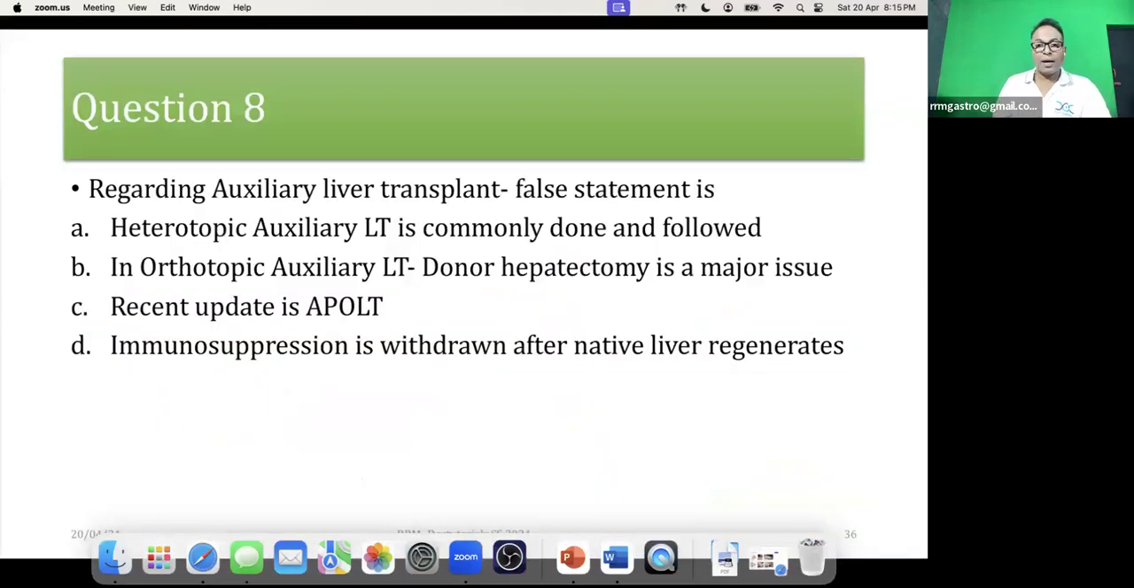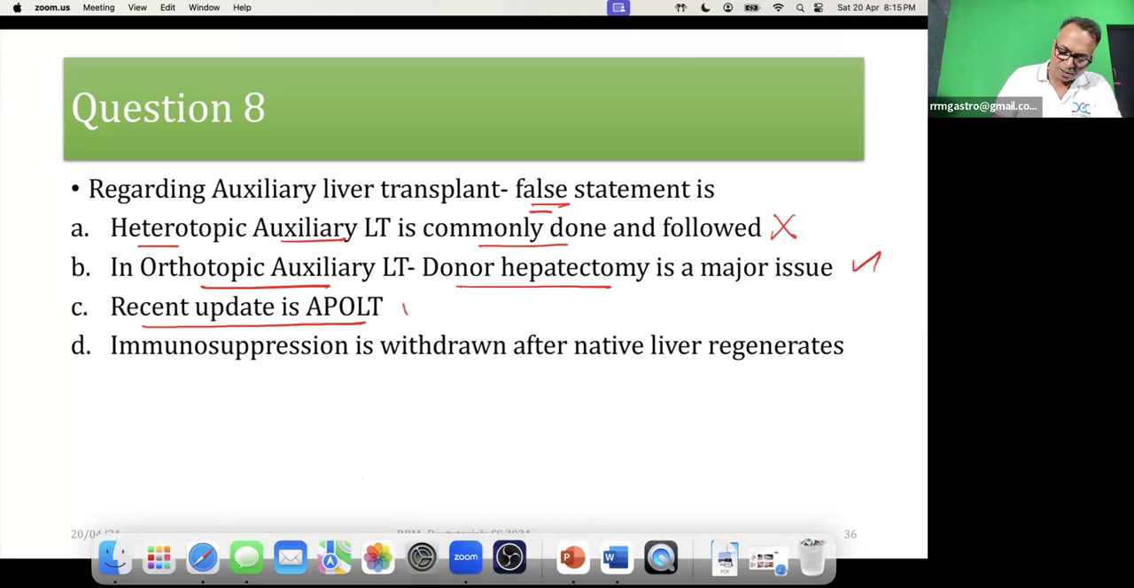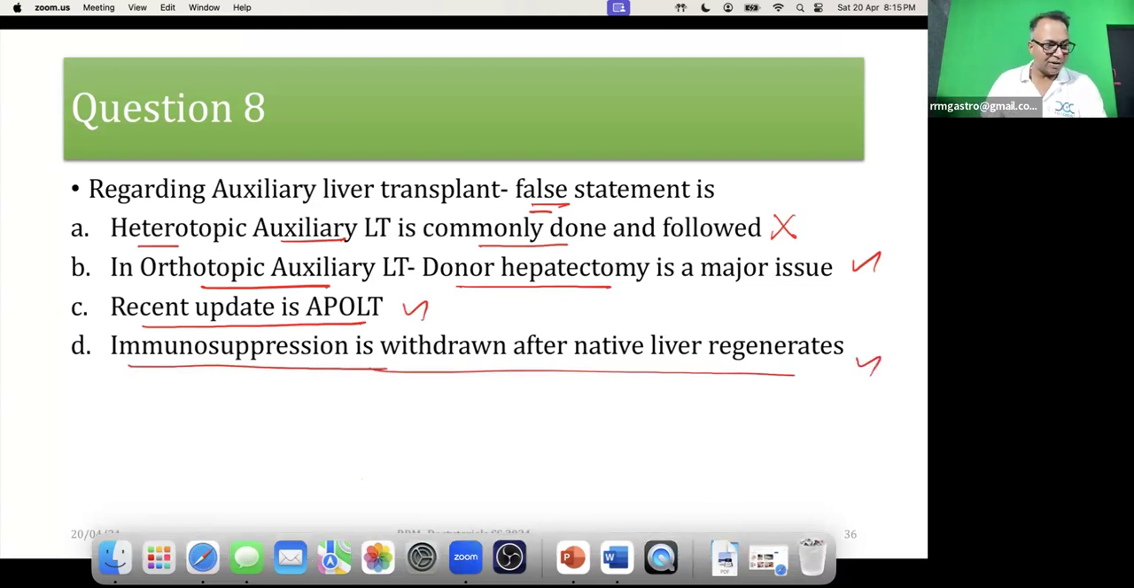Answer this question now. Regarding auxiliary liver transplant, the false statement is: heterotopic auxiliary liver transplant is commonly done. No, wrong. In orthotopic auxiliary liver transplant, donor hepatectomy is a major issue. Yes, unwantedly we are removing a donor liver which would survive after some time. The recent update is auxiliary partial orthotopic liver transplant. Immunosuppression is withdrawn after the native liver regenerates. So the wrong answer is heterotopic.